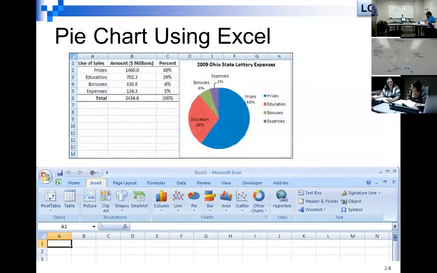Real quick, everybody said you felt comfortable doing the bar chart in Excel. How about a pie chart? Yes. Okay. This slide is going to walk you through. I would say if you are presenting, one thing that I point out is it's usually a good idea to give these slices labels.